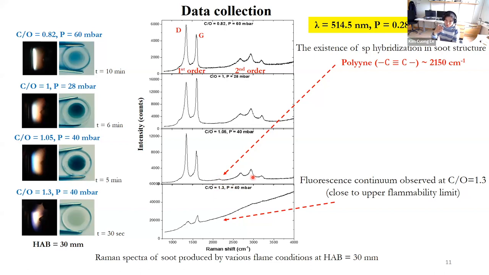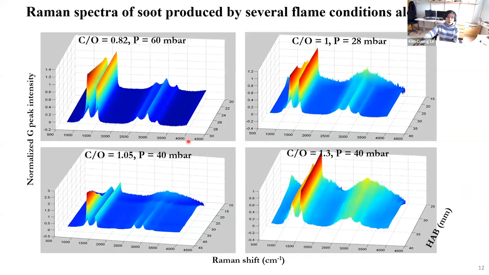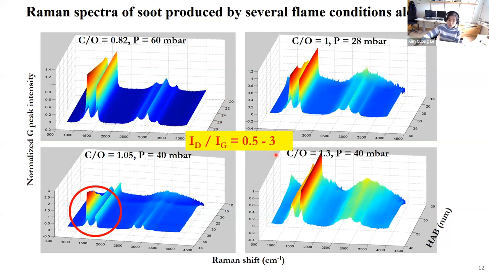In order to study the formation of soot along the flame, we need to collect soot at different flame heights. Here I show you the Raman spectra of soot at different flame heights for four flame conditions. All the spectra are normalized with the Rayleigh intensity. Here you have the normalized intensity as a function of Raman shift, and on this axis is the flame height. When we increase flame height, the G peak intensity increases compared to the D peak, for all flame conditions. This intensity ratio can reach 3 in some flame conditions, for example here, when the equivalence ratio is around 1.05.